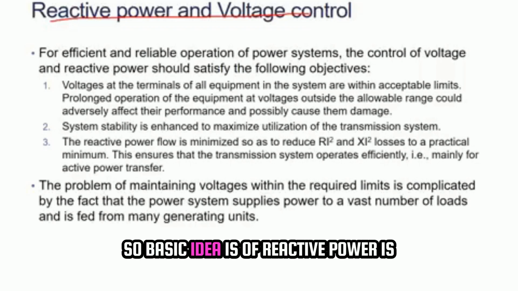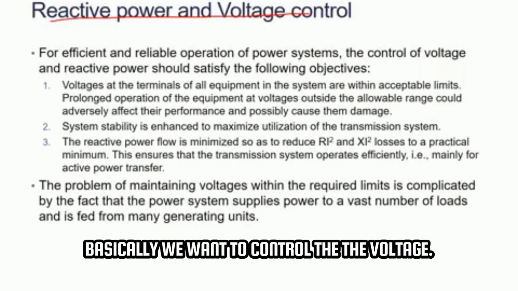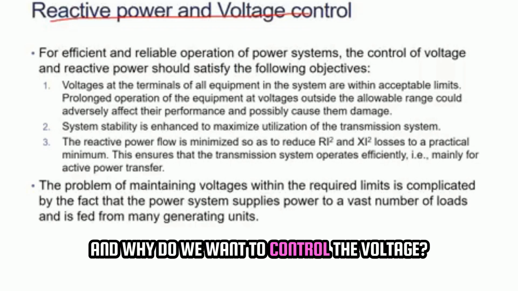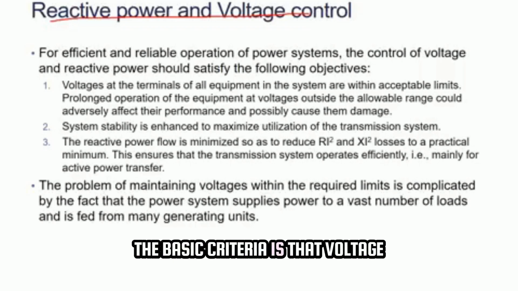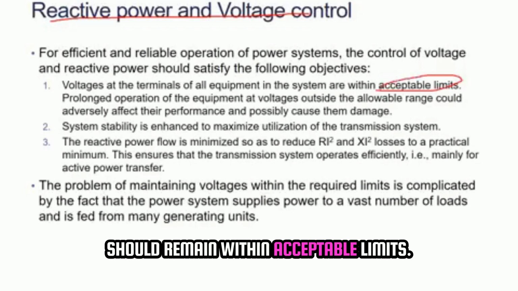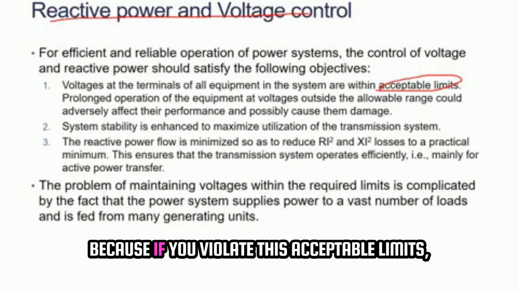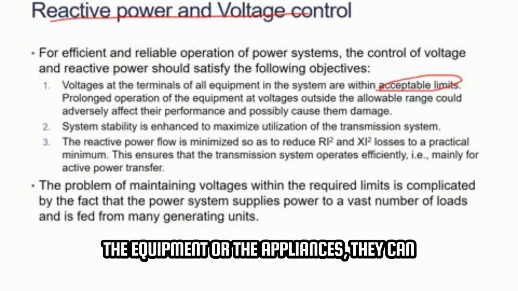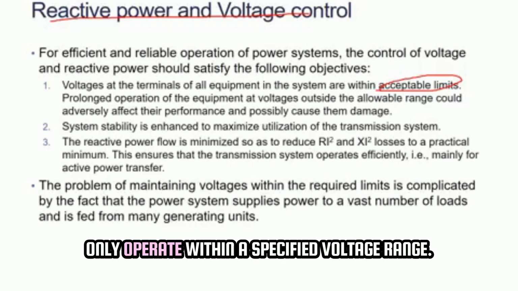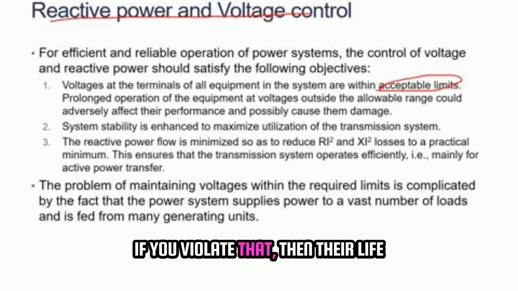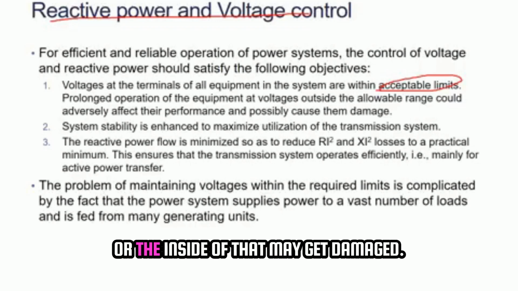The basic idea of reactive power is that we want to control the voltage. And why do we want to control the voltage? The basic criterion is that voltage should remain within acceptable limits. Because if you violate these acceptable limits, the equipment or appliances can only operate within a specified voltage range. If you violate that, then their life may be reduced or the insides may get damaged.